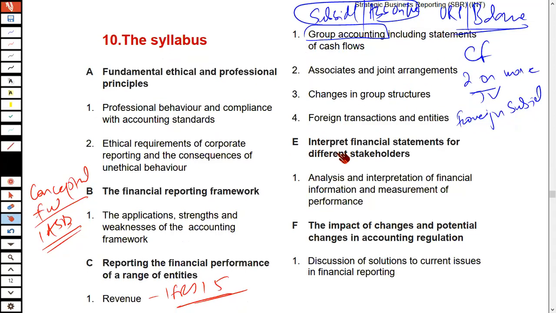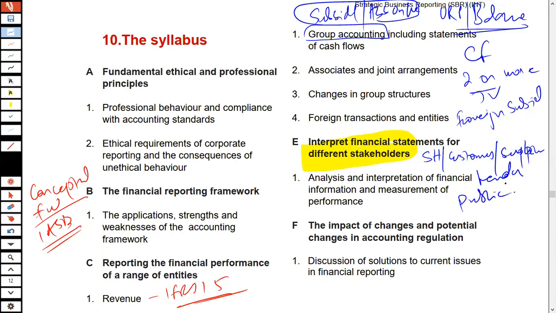Now, there's this section E, which is interpret financial statements for different stakeholders. When we talk about the stakeholders, you do know that the financial statements are not just examined by the shareholders, but by your customers, your suppliers, the lenders, the general public. A lot of people actually review your financial statements to have an idea about you as an entity.